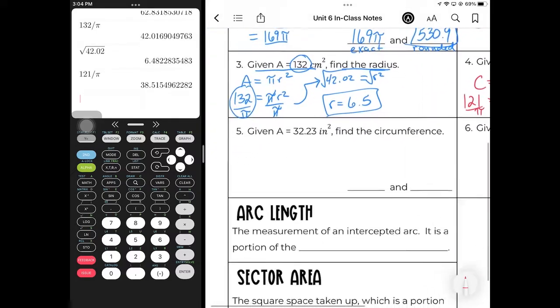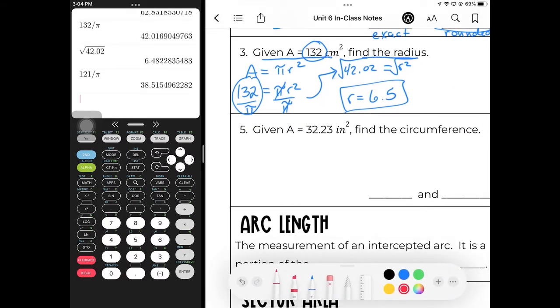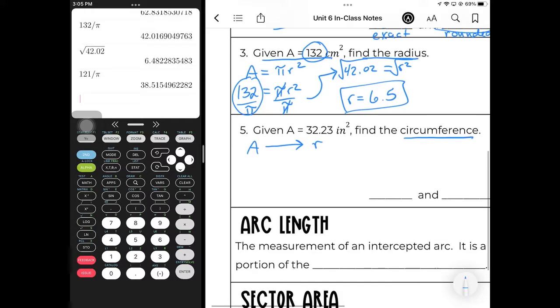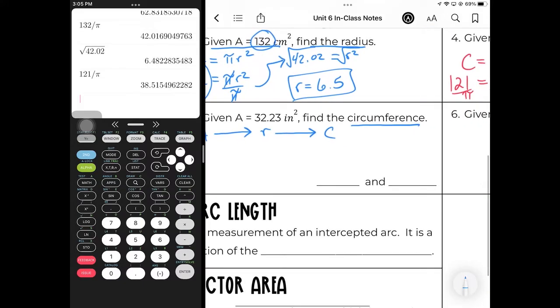Now, we can take these one step further, where I give you a certain area, and I work backwards to find radius, and then I use that again to find the other measurement, circumference. So it's kind of like I'm starting this way. I'm going to start with the area. I'm going to work through that formula to equal the radius, figure out what the radius is. Then I take that radius, and I use it to figure out what the circumference is. So these two blanks are not going to be like the exact and rounded answers here. They're just going to be, one is the radius, and then the other one here is my circumference.